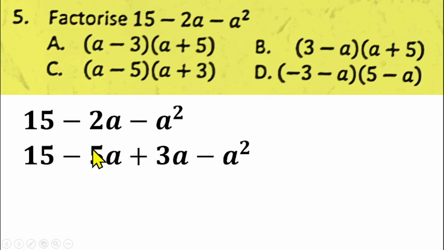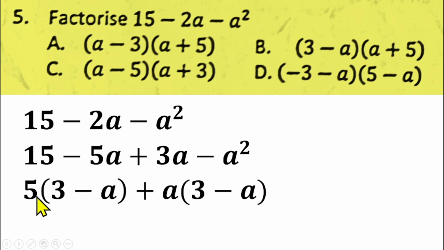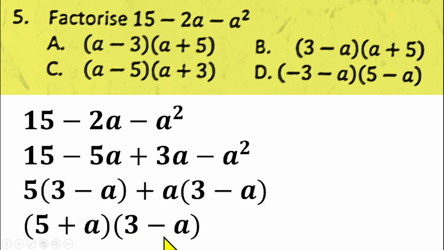Then you can now factorize. Something is common to this, which is 5. You have 5 into 3 minus a. Something is common here, which is a. You have a into 3 minus a as well, which is what you're having here. Then 5 will go with a. So you have 5 plus a into, you pick one of the brackets, 3 minus a. So that is the answer for that question. We can now find the option that is suitable, which is option B.